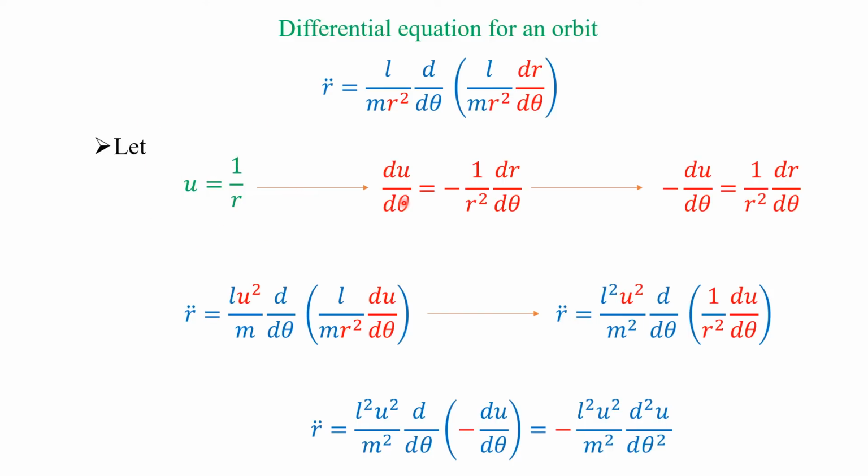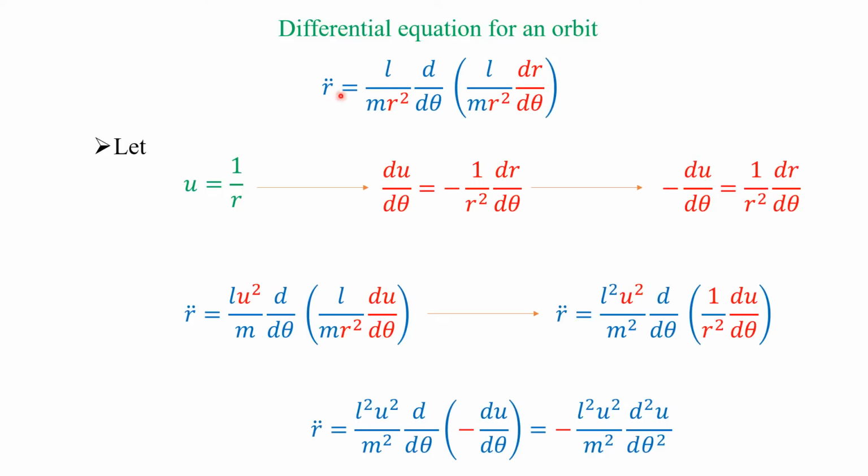So, if you differentiate u with respect to theta, where u is 1 over r, you will get minus 1 over r squared into dr over d theta. If you bring this negative sign to the left-hand side, minus du by d theta is equal to 1 over r squared dr by d theta.